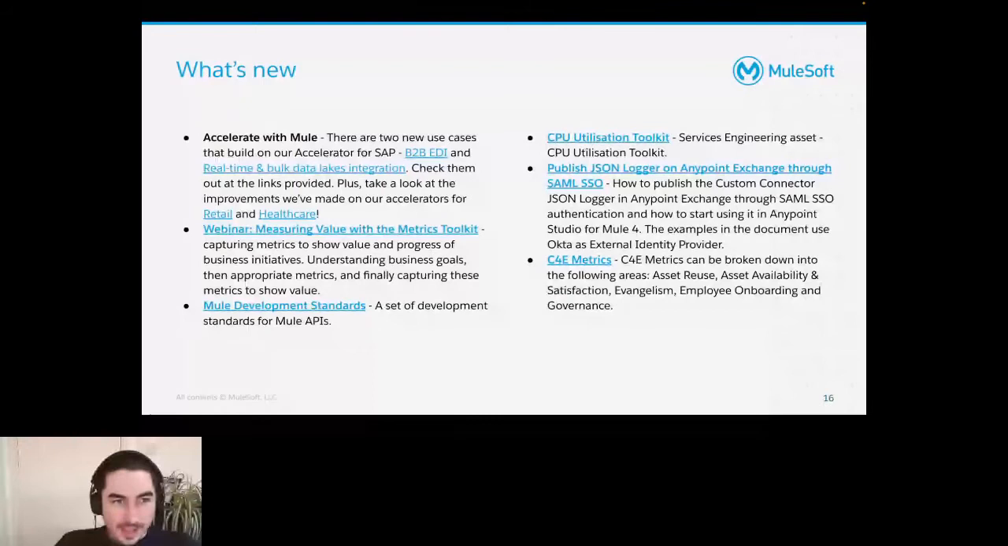After that, we also have a couple of updates. These are a mix between Catalyst, your knowledge hub, and a couple of new assets. You can see there, one related to Accelerate Mule. That's when you're working with B2B. There's a second one on Metrics Toolkit. It's a new webinar that was released recently. There is one documentation related to new Mule development standards that you can use for your Mule APIs. And on the right, you can see CPU Utilization Toolkit. Very useful. It's from the services team, actually. And then you have 2 other assets, one for publishing JSON loggers on Anypoint Exchange with the SAML SSO, and the other one around C4E metrics.